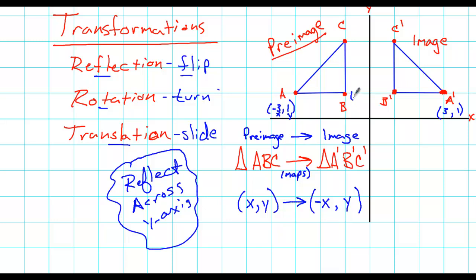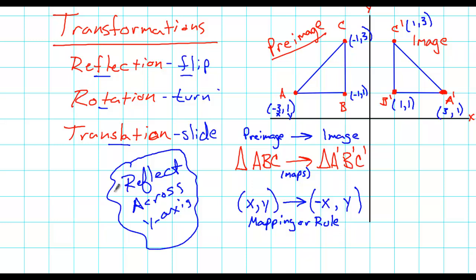Like this point here is -1, 1. Well, it turned into 1, 1. This point is -1, 3. It turned into 1, 3. So you see with all the points, the x changed its sign, and the y value stayed exactly the same. This is called a mapping, or you might hear it written as a rule.